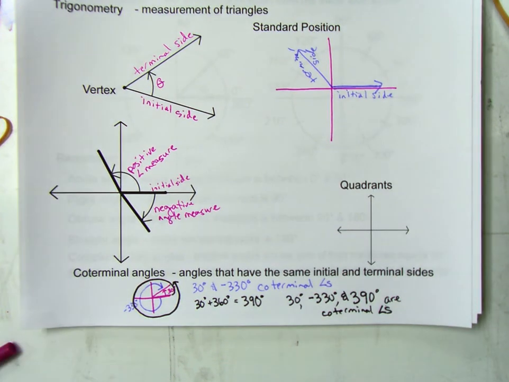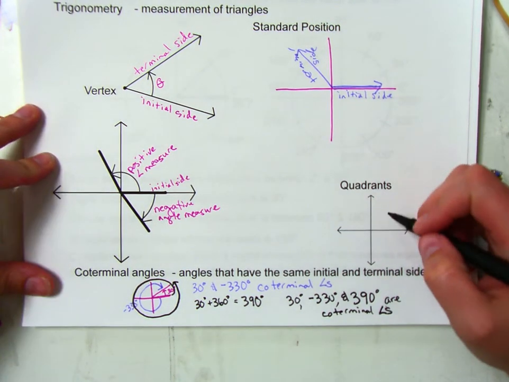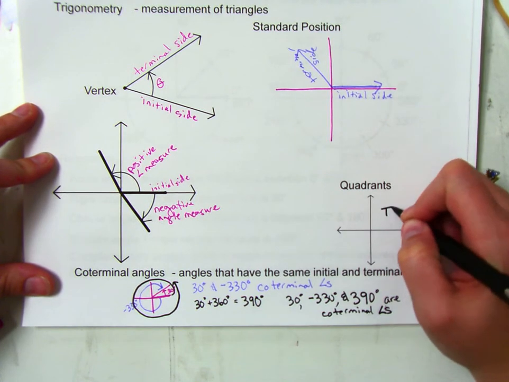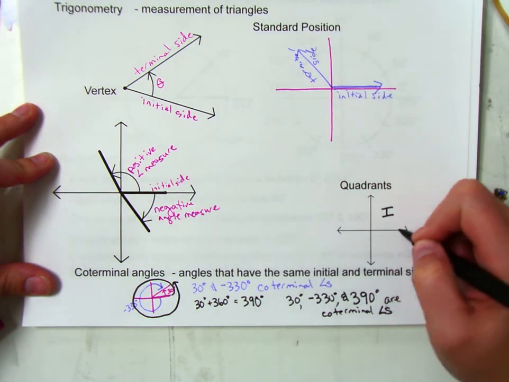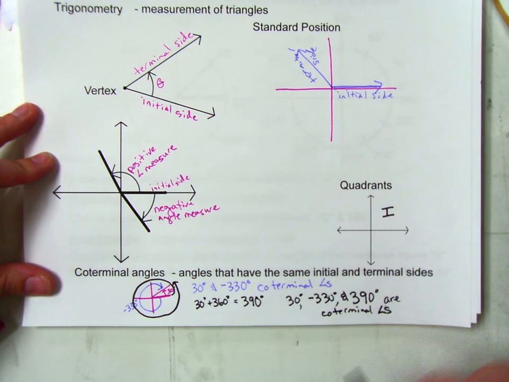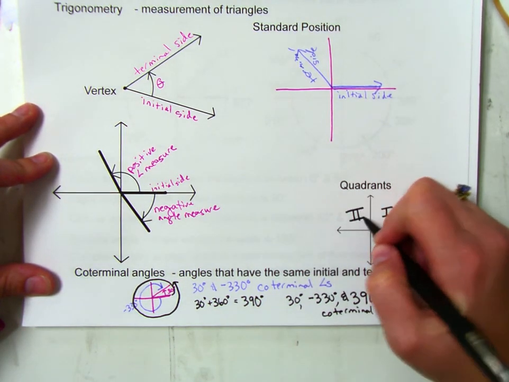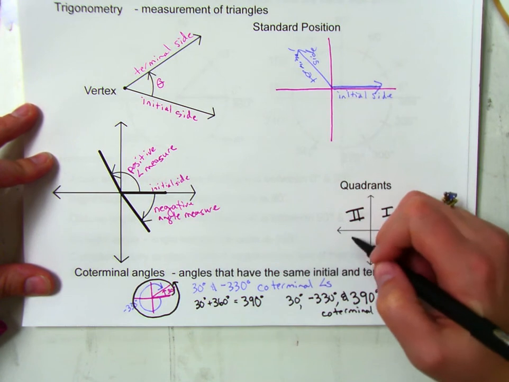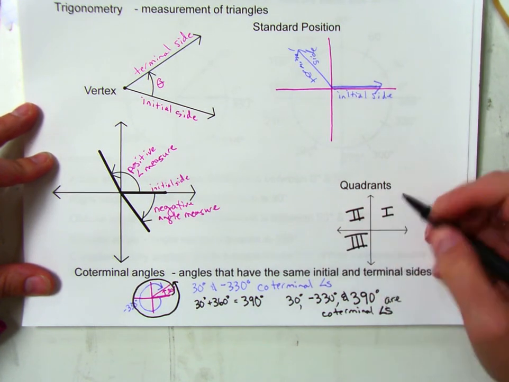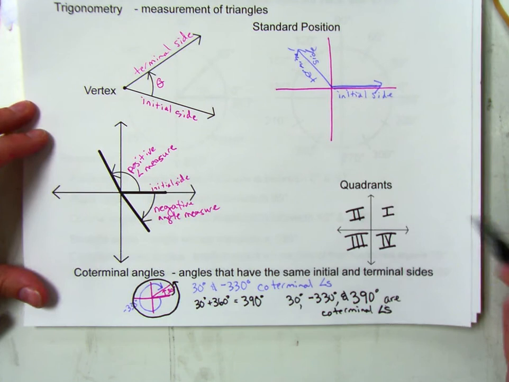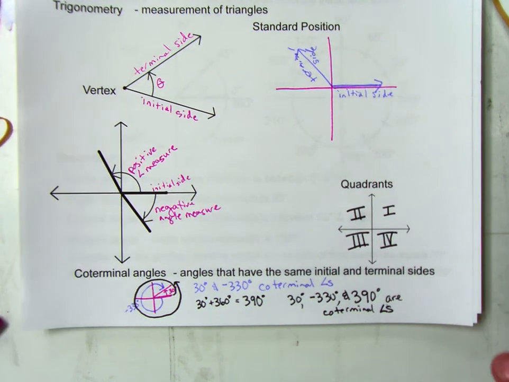This also leads us to why the quadrants are numbered the way they are. Your first quadrant is here because your angle would start in quadrant 1. We go counterclockwise, so this quadrant is called quadrant 2. This quadrant is quadrant 3, and this is quadrant 4. Notice you use Roman numerals to name the quadrants.